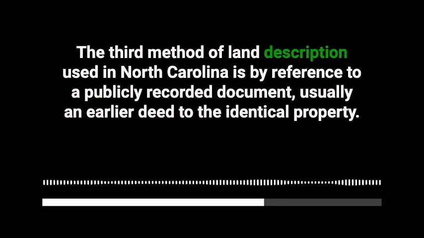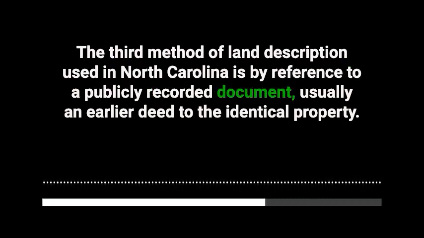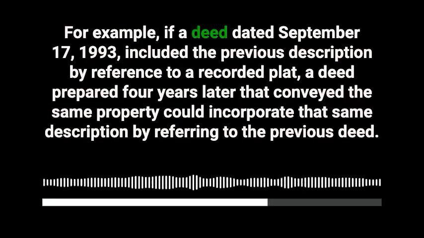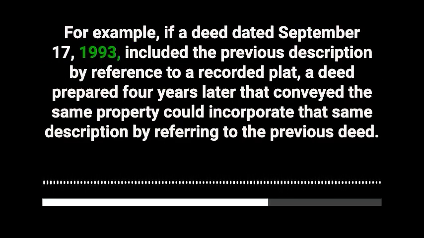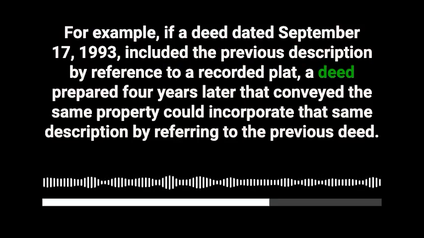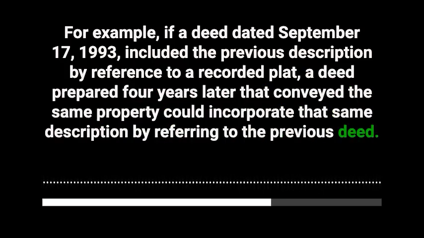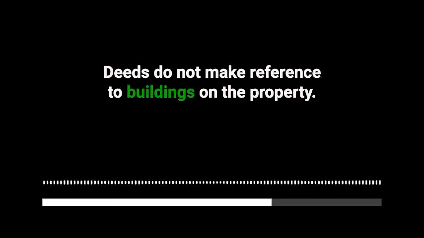Reference to a recorded deed. The third method of land description used in North Carolina is by reference to a publicly recorded document, usually an earlier deed to the identical property. This deed typically contains a legal description of the property that is to be conveyed. For example, if a deed dated September 17, 1993, included the previous description by reference to a recorded plat, a deed prepared 4 years later that conveyed the same property could incorporate that same description by referring to the previous deed. Deeds do not make reference to buildings on the property.